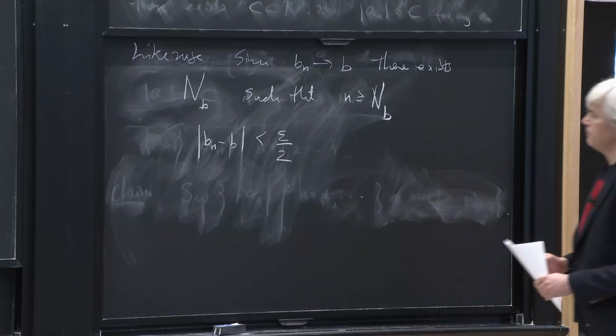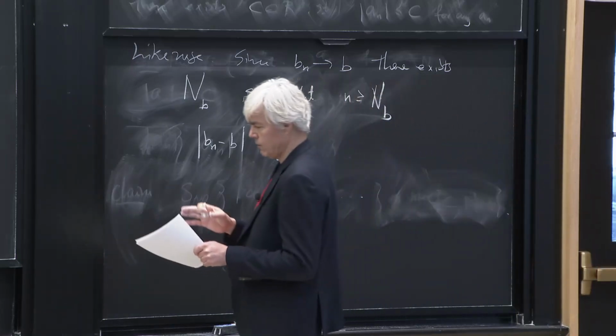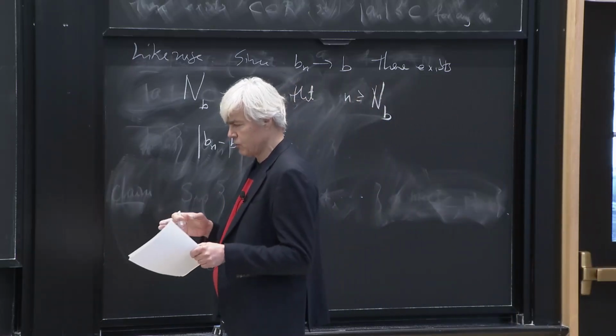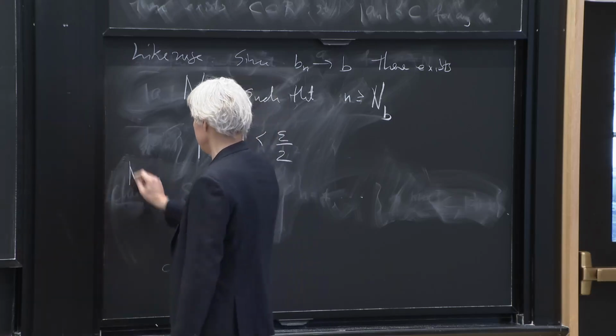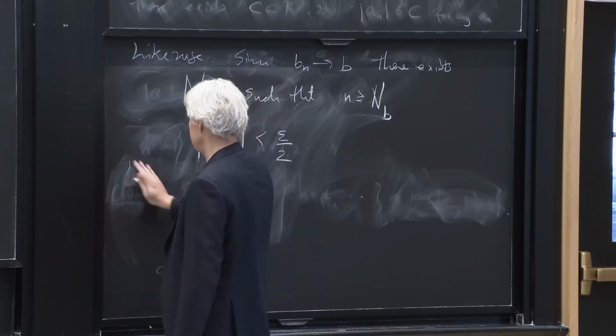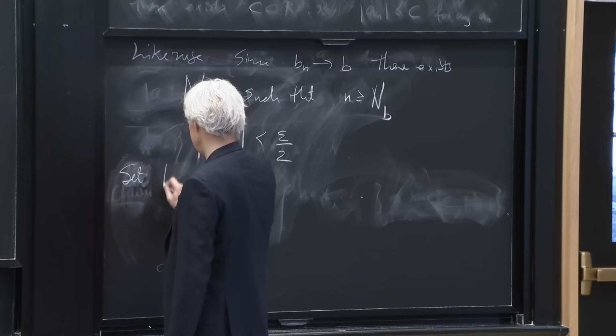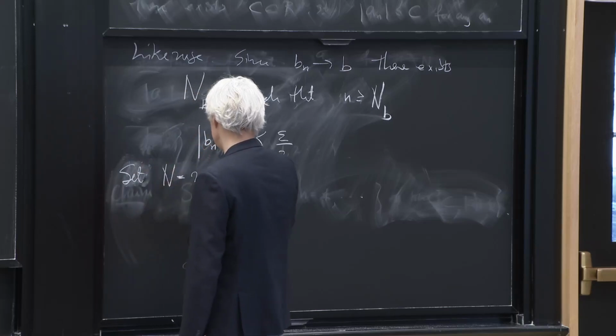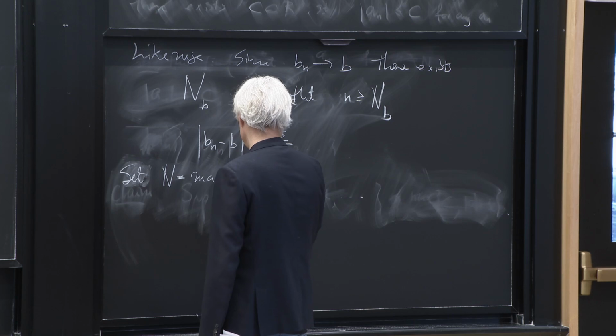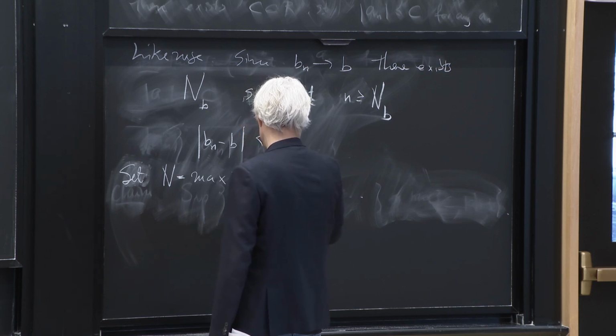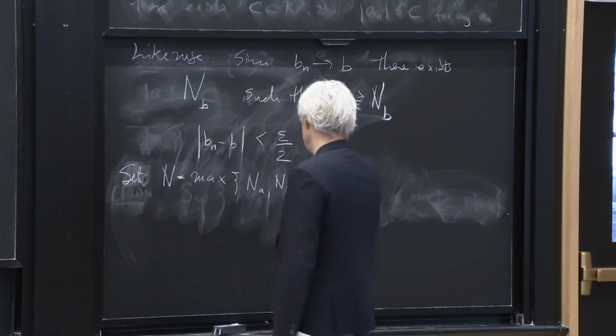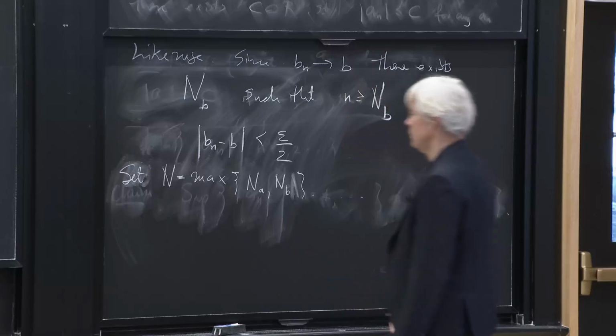And so now I have to choose, right? You gave me the epsilon and I have to choose a capital N. I haven't chosen that yet, but I will do that now. So we set capital N equal to the maximum of these two N's. So you're setting it equal to the maximum of these two.